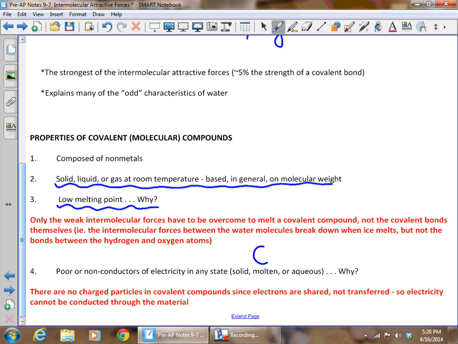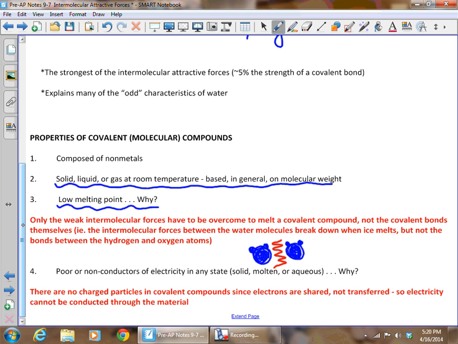Remember, all you're doing when you're trying to melt or boil a quantity of water is breaking down this red part, this intermolecular attractive force. You're not trying to rip off the ears, okay? So it doesn't take as much energy.